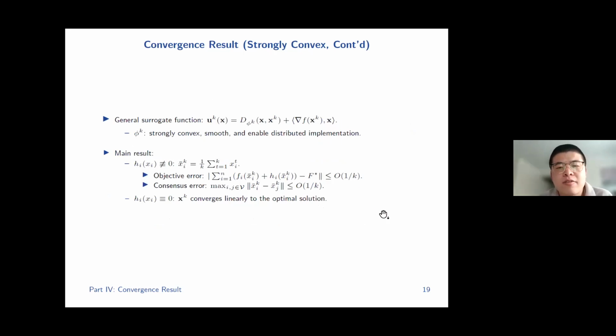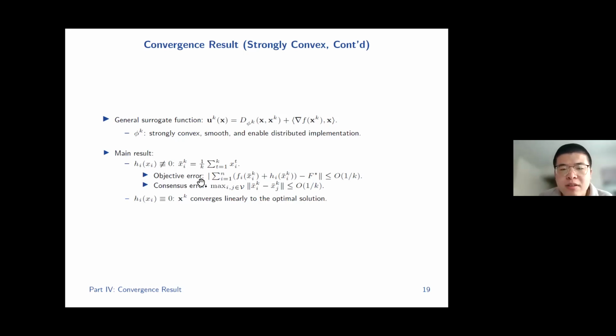Under the locally restricted strongly convex assumption, we are able to use the general form of surrogate function, which was introduced before. Here we require each phi k to be strongly convex, smooth, and enable distributed implementation. Under this setting, we derive convergence results for two cases. If the possibly non-differentiable function Hi(x) is not a zero function, then we prove a convergence result for the running average bar xik.